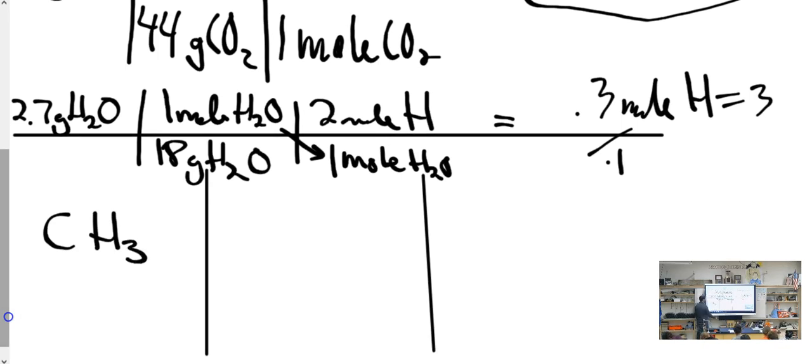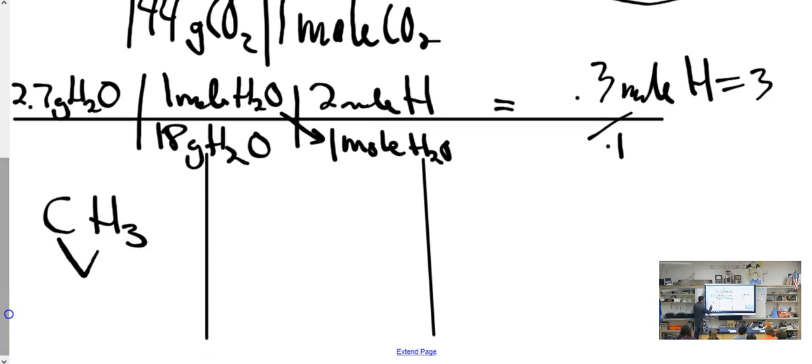CH3. Now, CH3 isn't a thing, but that's an empirical formula of C2H6, which is a thing. But we wouldn't know that because I didn't give you a mass, right? I could, and I do on the test. What's the mass of CH3? 15 grams, right? So what if I told you that the real mass of this was 75 grams?